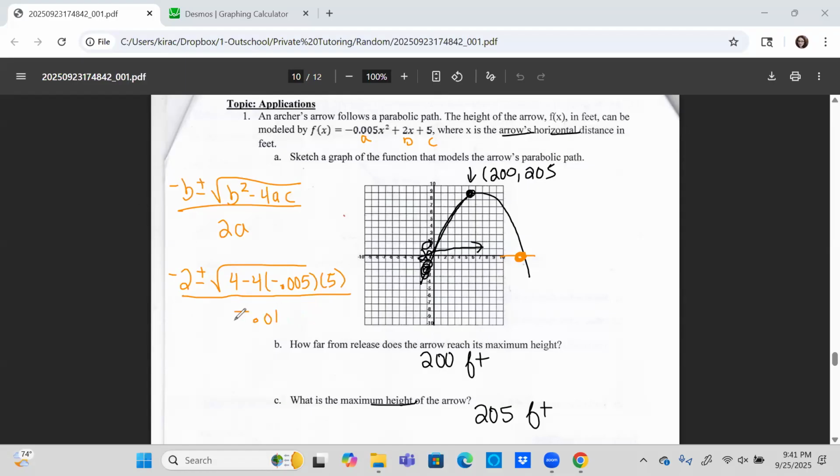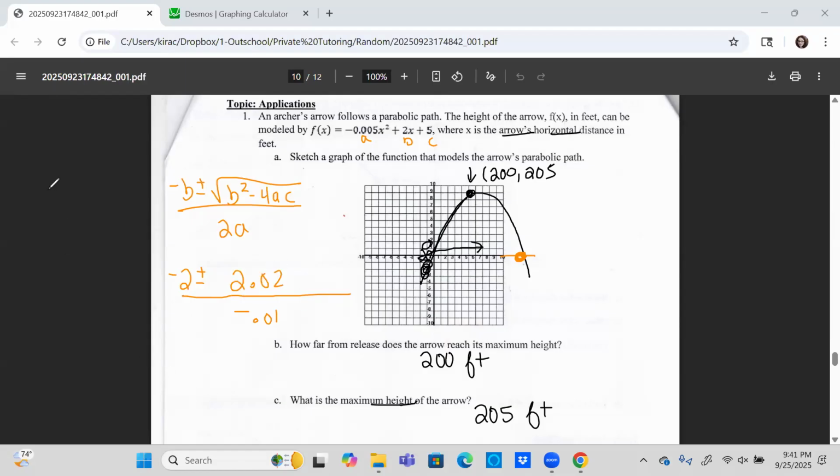Then I do the discriminant, the part under the radical, in the calculator, but don't hit the radical. So just do 4, because that was 2 squared, minus 4 times negative 0.005 times 5. That's 4.1. Now let's take the square root of 4.1, and that's like 2.02.